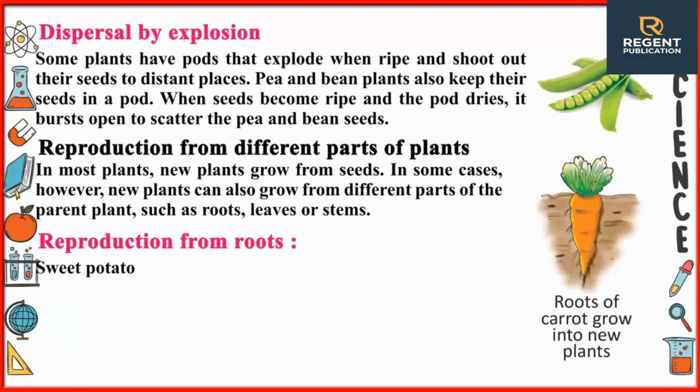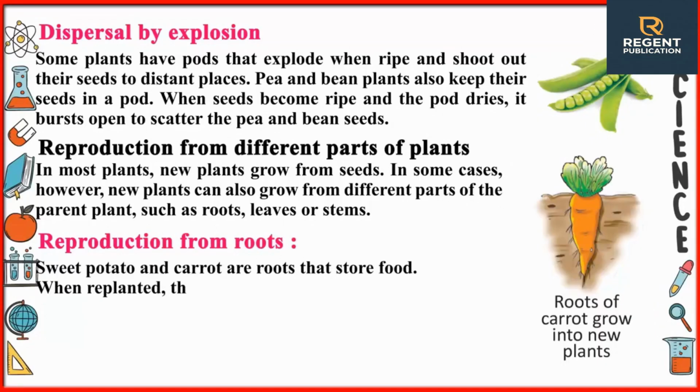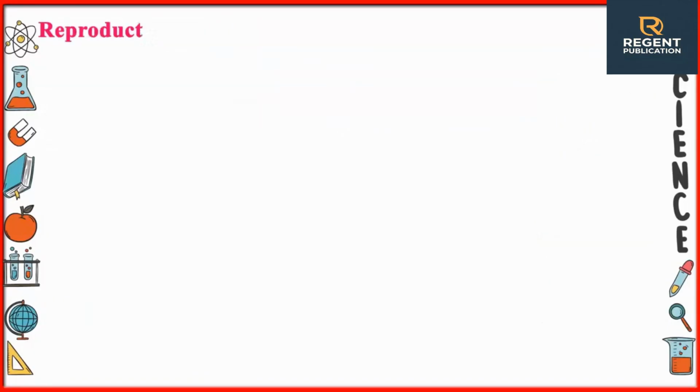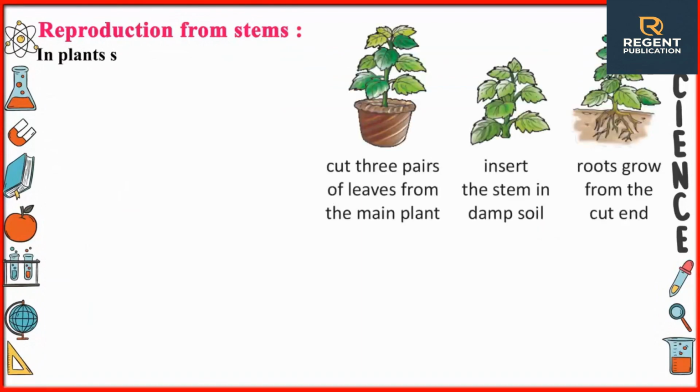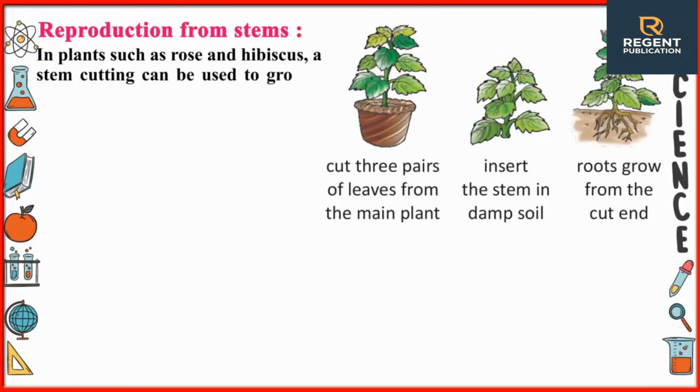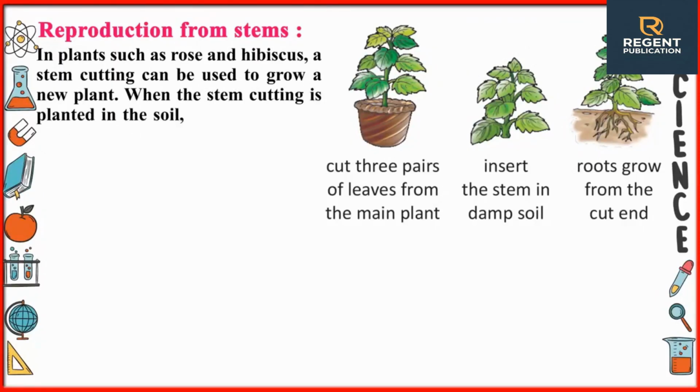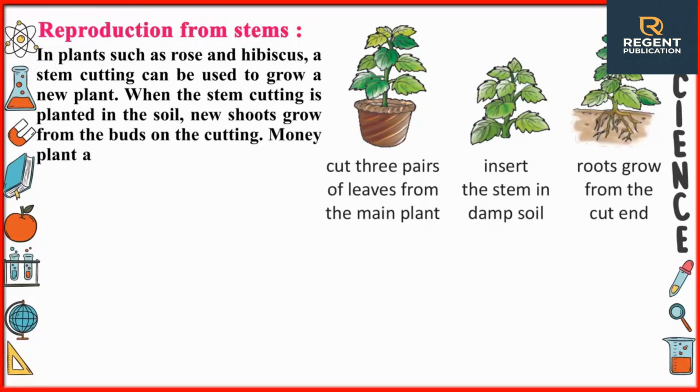Sweet potato and carrot are roots that store food. When replanted, these roots grow into new plants. When a stem cutting is planted into the soil, new shoots grow from the buds on the cutting. Money plant and strawberry too grow from stem cuttings.